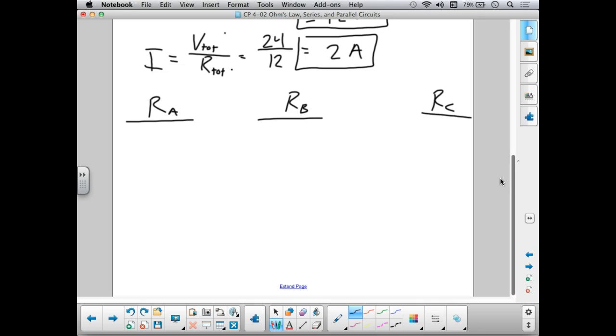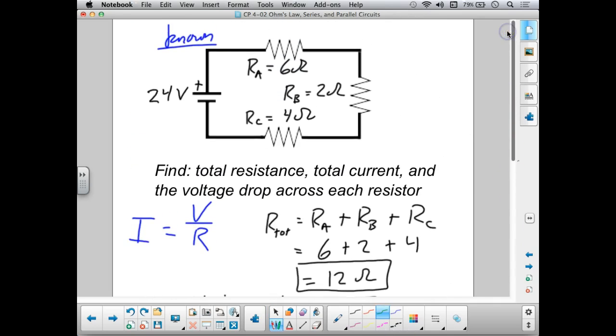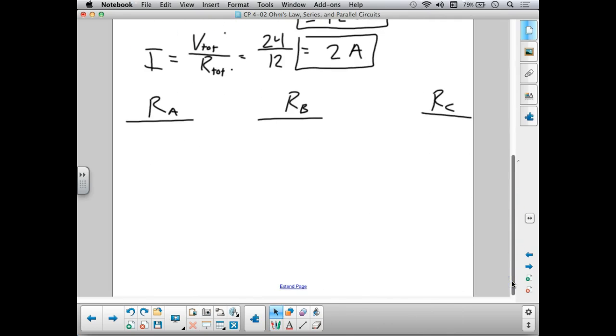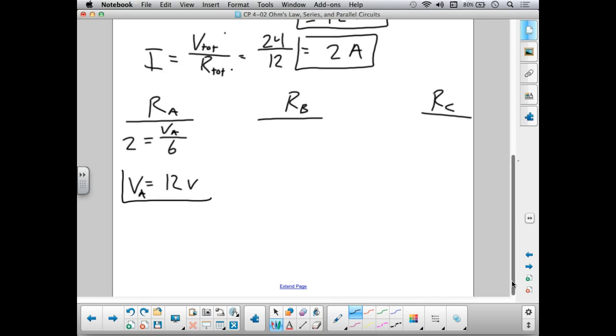And we can do that by applying Ohm's law to each resistor. We are zooming in on one resistor at a time. First, let's zoom in just on resistor A of 6 ohms. I equals V over R. So I know the current through resistor A, it's 2. I don't know the voltage, but I do know its resistance, 6 ohms. The voltage across resistor A is 12 volts. I'm just moving the 6 to the other side by multiplying both sides by 6.